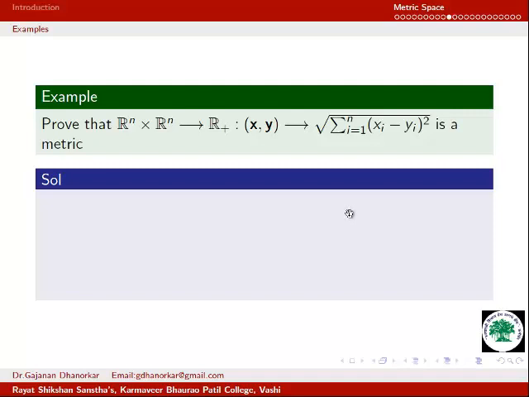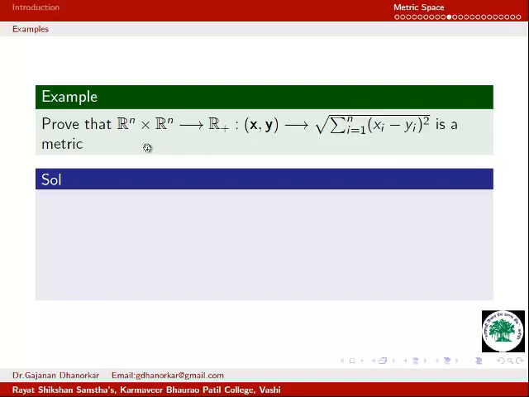Okay, here we have this example and we have to prove that this is a metric. Given that R^n space, a cross product of R^n space to R plus, such that the pair (x,y) is mapped to the square root of the summation from i equal to 1 to n of (xi minus yi) whole square, is a metric. We have to show this.